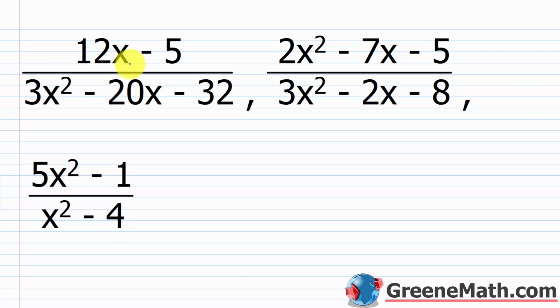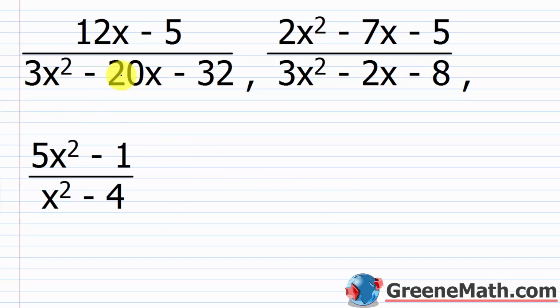So we have 12x minus 5 over 3x squared minus 20x minus 32. We have 2x squared minus 7x minus 5 over 3x squared minus 2x minus 8. We have 5x squared minus 1 over x squared minus 4. So what's the LCD? What is the LCD? So let's start by factoring this guy.